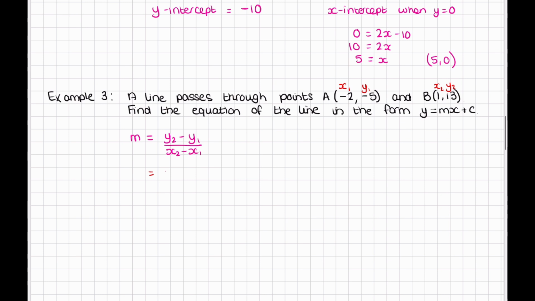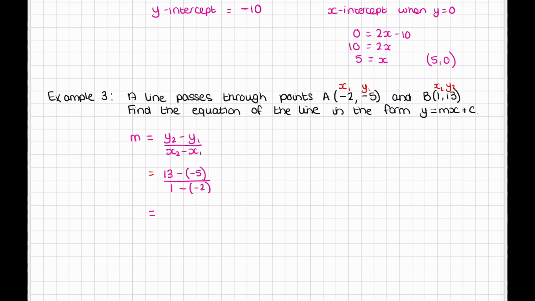So y2, I have 13 minus y1, which is negative 5, all divided by x2, which is 1, minus x1, which is negative 2. A good thing to do is to check here that, as I'm circling these, they are the two coordinates, 1, 13 and negative 2, negative 5. They should be above and below each other in this equation. It's a good way just to double check you've used the right values in the right spots. Always be careful with negatives too when doing this.